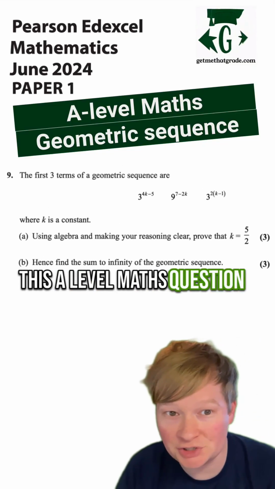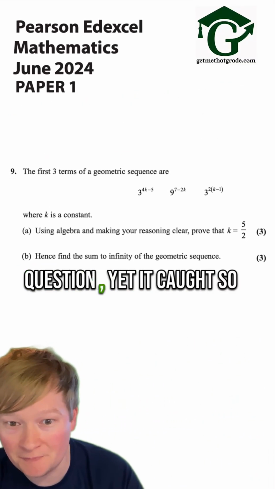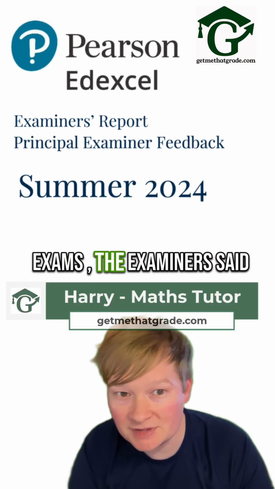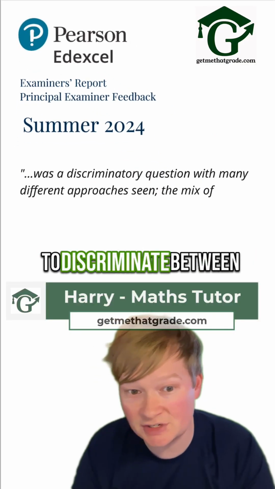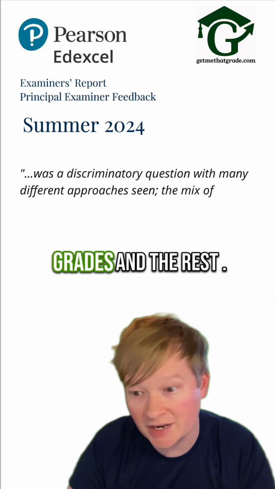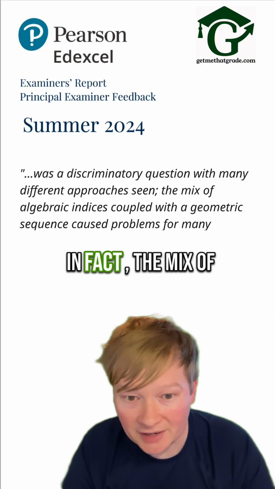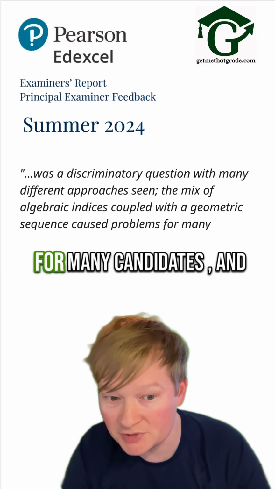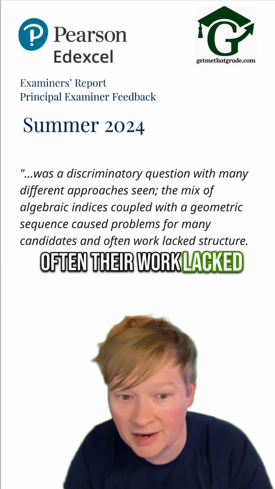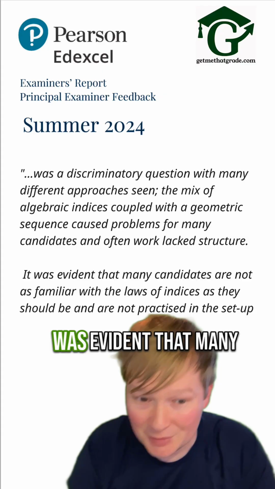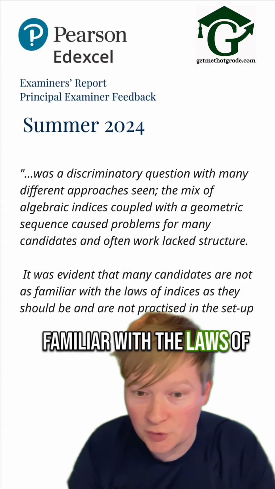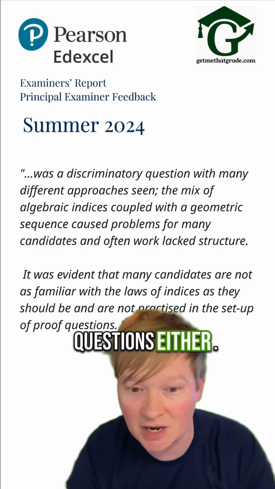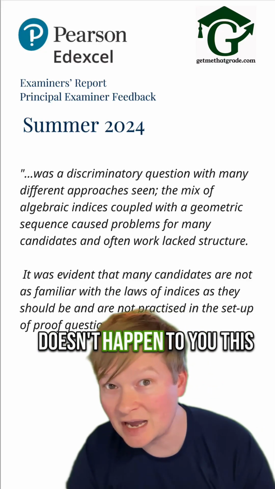This A-level maths question could easily be a GCSE question, yet it caught so many students out last summer. In their report after the exams, the examiners said that this question was able to discriminate between those getting the top grades and the rest. In fact, the mix of algebraic indices coupled with a geometric sequence caused problems for many candidates, and often their work lacked structure. Embarrassingly, it was evident that many candidates are not as familiar with the laws of indices as they should be, and are not practiced in the setup of proof questions either. Oh dear, let's make sure it doesn't happen to you this summer.